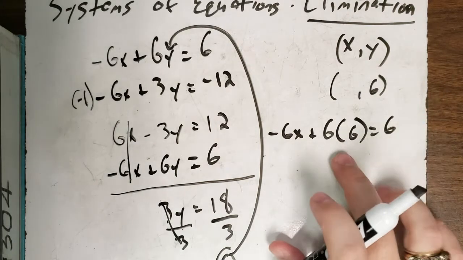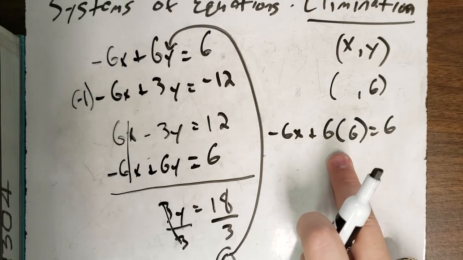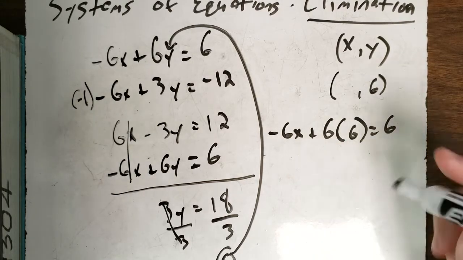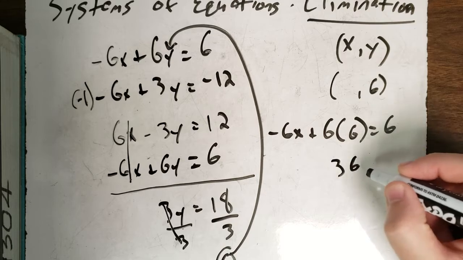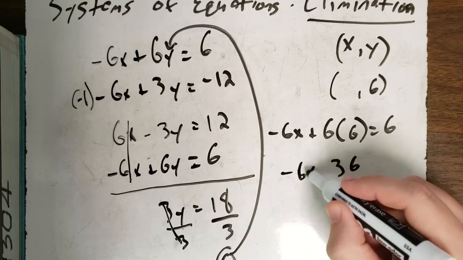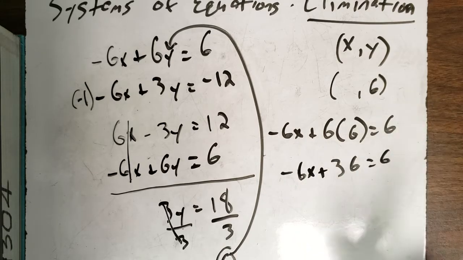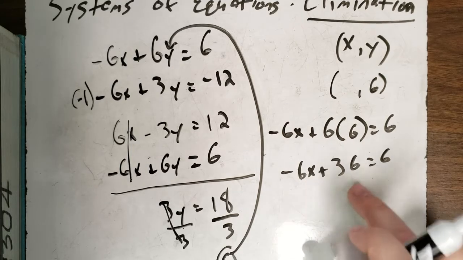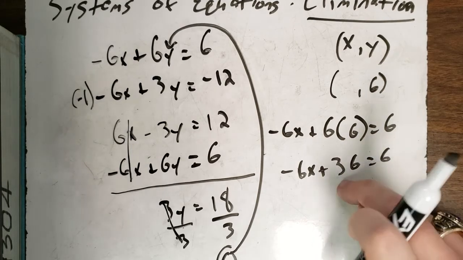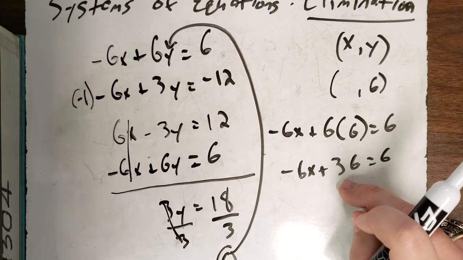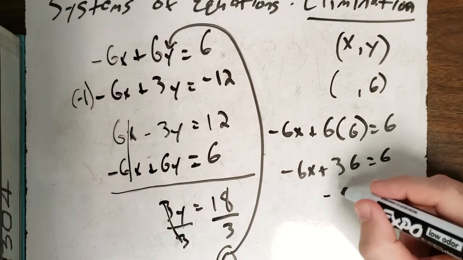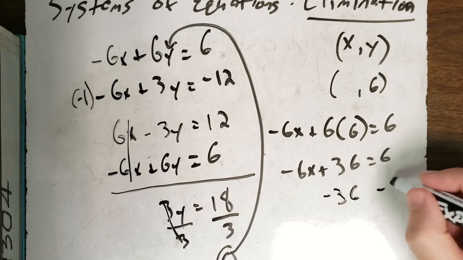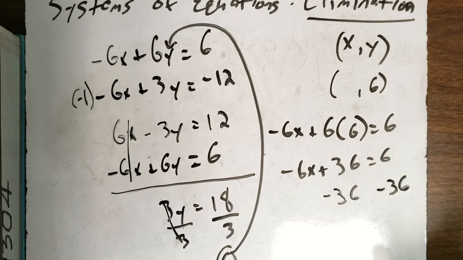So, let's go ahead and solve this. What do we do first? Get rid of the parentheses. 6 times 6 is 36. Bring down everything else. Now, we have a negative 6x plus 36 equals 6. What do we do with this 36? We have to get rid of it. How do we do that? It's positive. We must do the opposite. Subtract here. Subtract here. Okay?